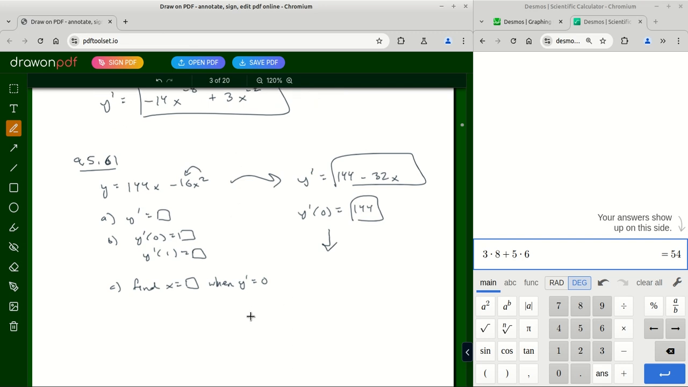So it says, find when the derivative is equal to 0. I'm going to move this over. I'm going to divide by the 32. I think we get a nice even number here. What do we get? Nope. 4.5. Good enough. There you go.